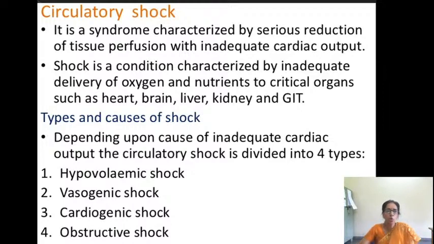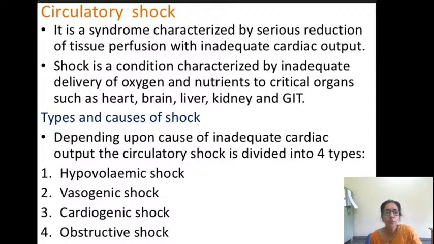First is the hypovolumic shock. Second is the vasogenic shock. Third is the cardiogenic shock. And fourth is the obstructive shock. Here one very important thing is there is decreased cardiac output, so perfusion to the tissues is not there. So each one is different. We will come to each and every one. So first one is the hypovolumic shock.